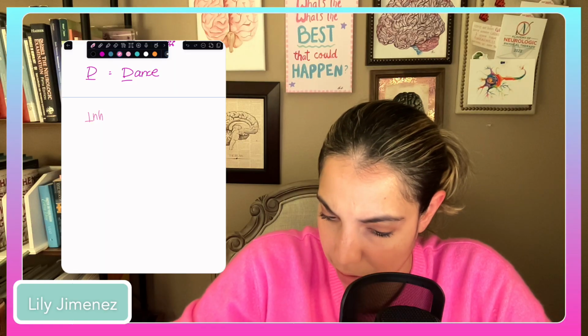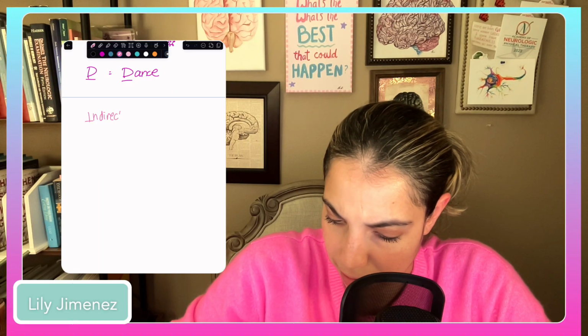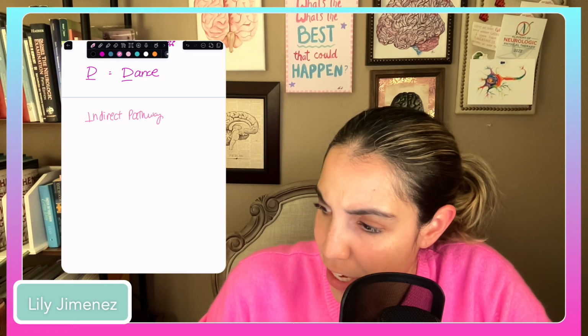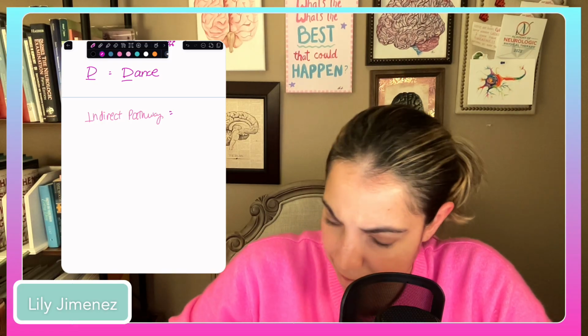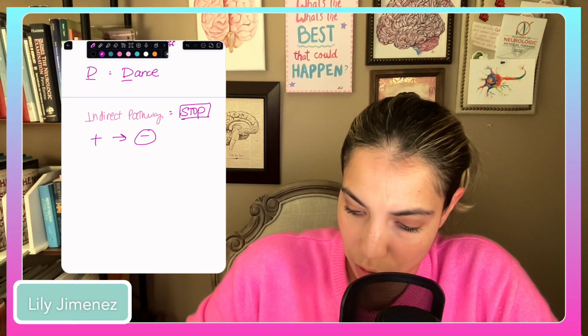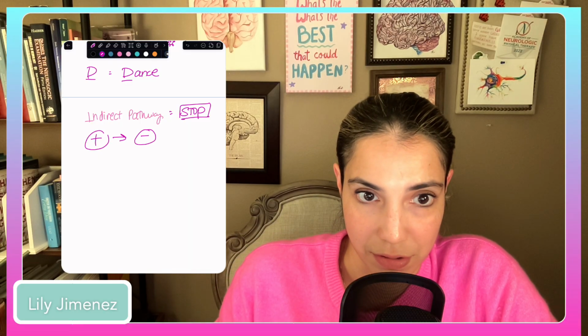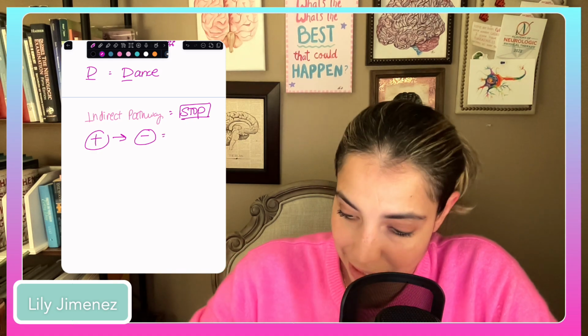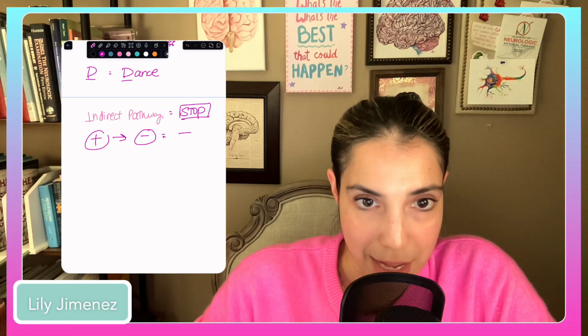What am I doing? Indirect pathway. Okay, so the indirect pathway is going to be the stop signal. Stop signal. So what happens is these neurons are going to excite the inhibitory neurons. Excite the inhibitory neurons. Therefore, the net effect is going to be inhibition.